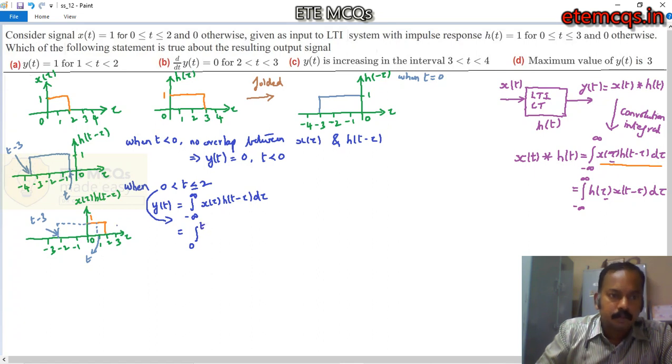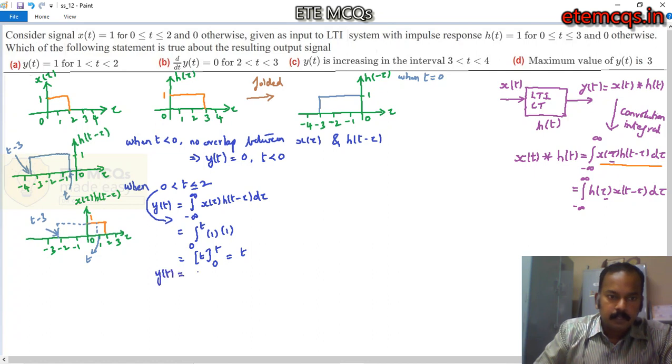What is x of tau? X of tau is 1, and h of t minus tau is also 1. Okay, the amplitude is 1 in both the cases. So what do you get? You get 1, you integrate 1, you get t, between limits 0 and t. Finally you get t again. Okay, so y of t is equal to t.